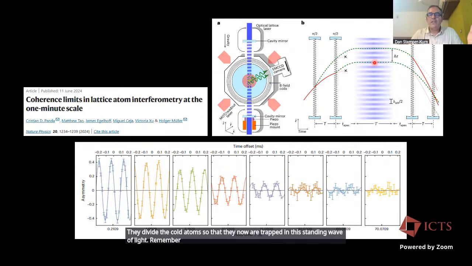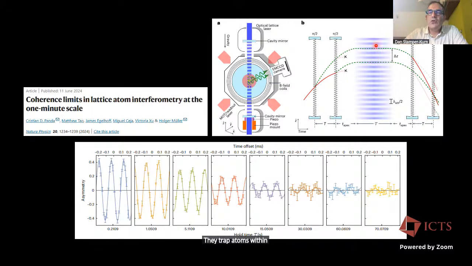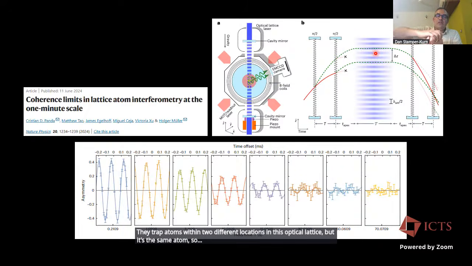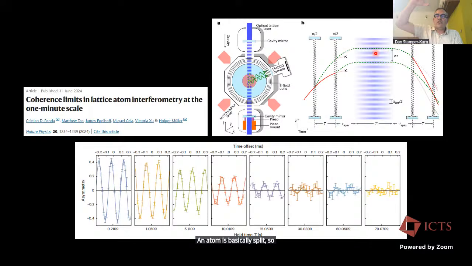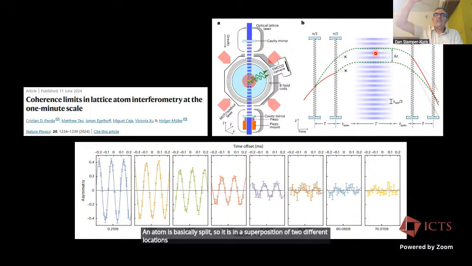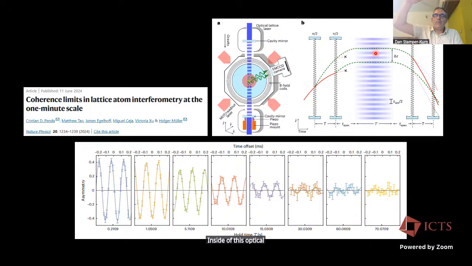Remember, I told you about these optical lattices earlier. They trap atoms within two different locations in this optical lattice, but it's the same atom. So an atom is basically split, so it is in a superposition of two different locations inside of this optical lattice trap.